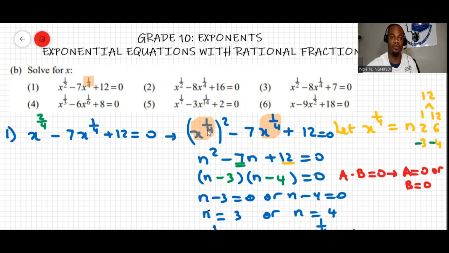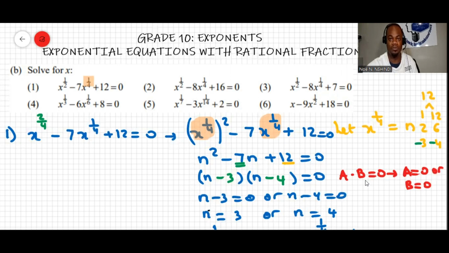This is 2 over 4, because we multiply the product here. Now, once I got it like this, I have x to the power of a quarter in the bracket and x to the power of a quarter there. We can let a quarter be equal to n. Now we substitute, and it becomes n squared minus 7n plus 12, a trinomial, equal to 0.